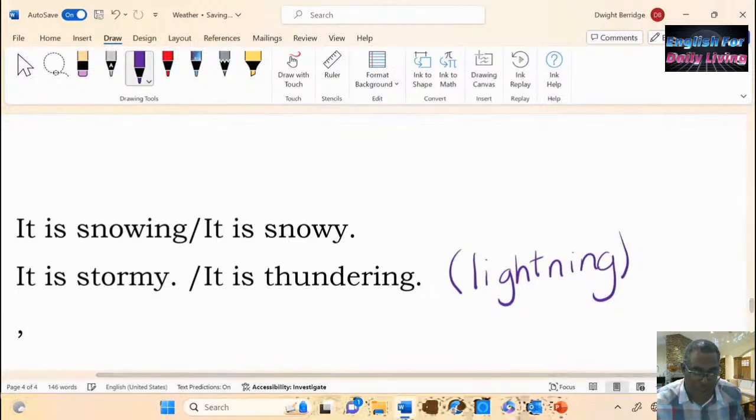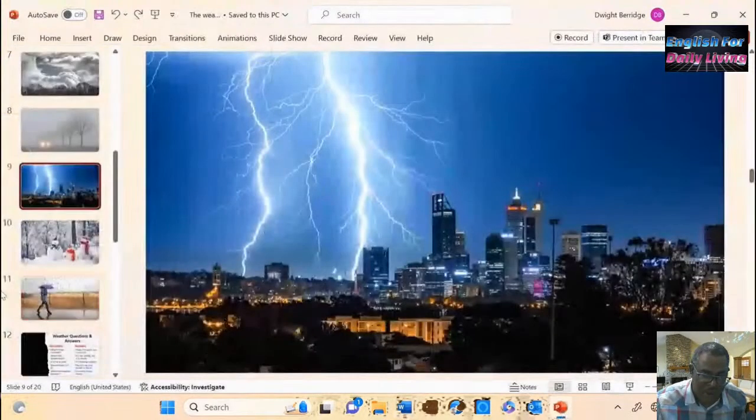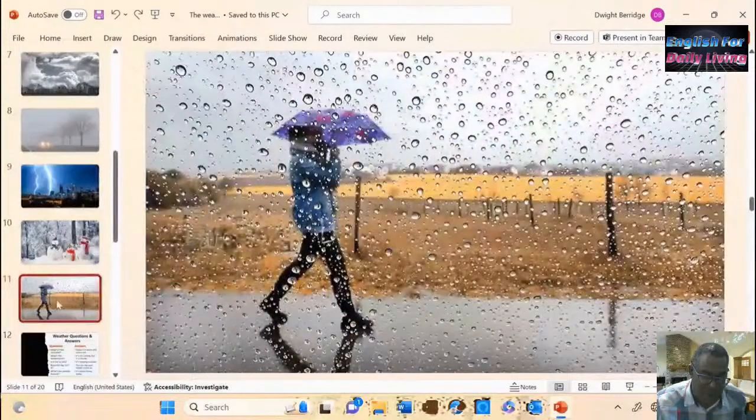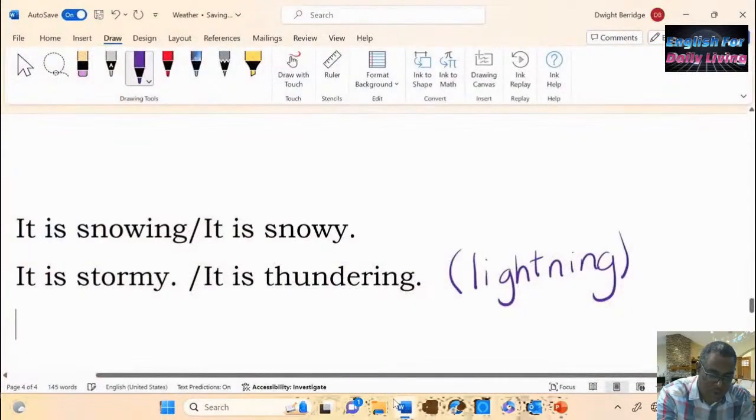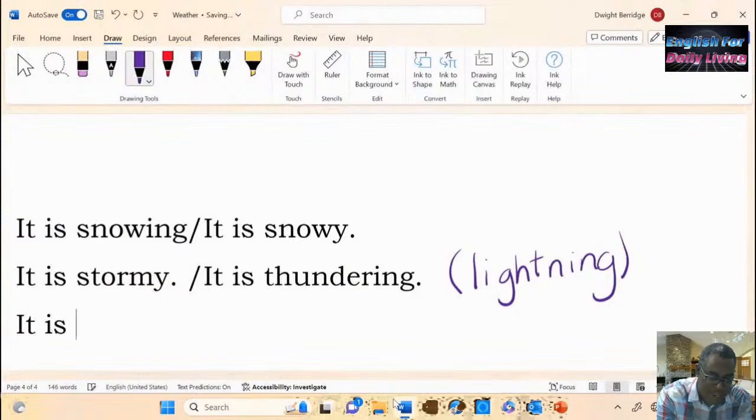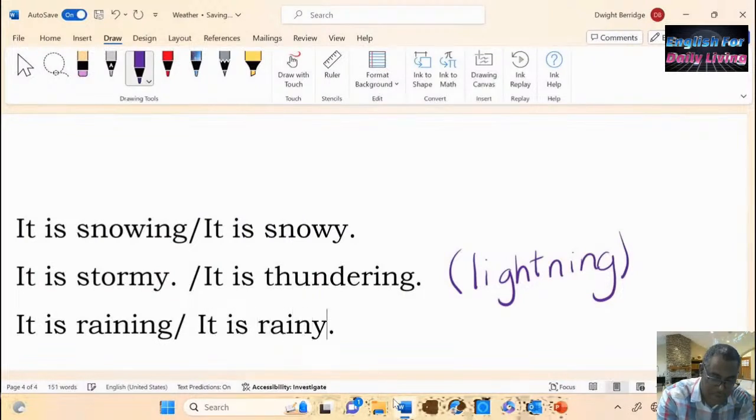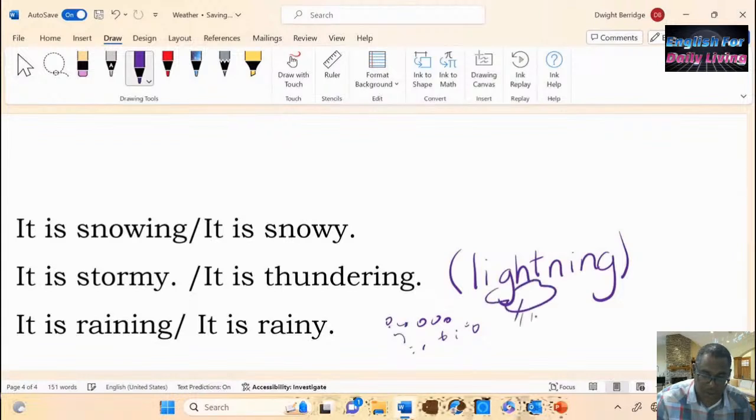Now we have the expression. So we have this one here, the final one, where we have someone. This is called an umbrella, and these are raindrops. So right now there are two things we can say. We can say it is, if it's happening right now, it's raining, or we can say it's rainy. Right. And we all love when it's raining. So the raindrops are falling. Raindrops. Okay, you have a cloud and the rain. All right. So that's very important.